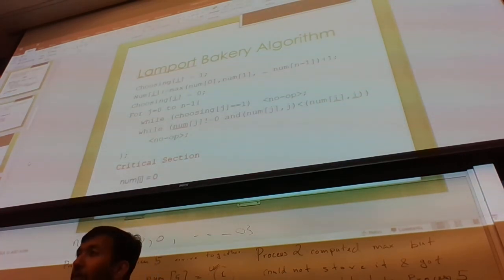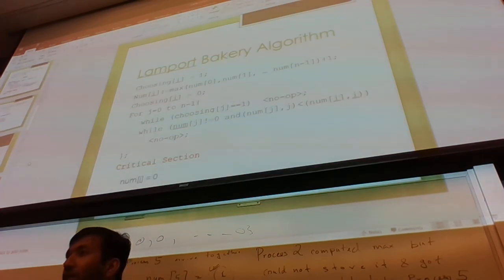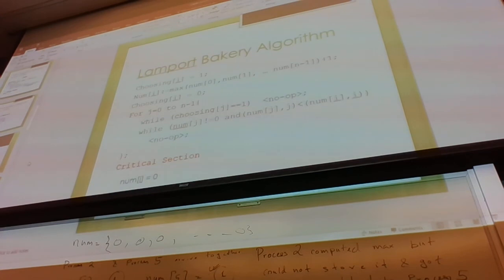Now let's say suddenly process 2 wakes up, meaning that it is getting some CPU cycles. Since you store the state of process 2, where will it start executing from? Will it recalculate max? It won't, because it has already done calculating. So it will now store the value. What value does it store? 1. So now num2 becomes 1. That is after process 5 goes to CS, critical section.